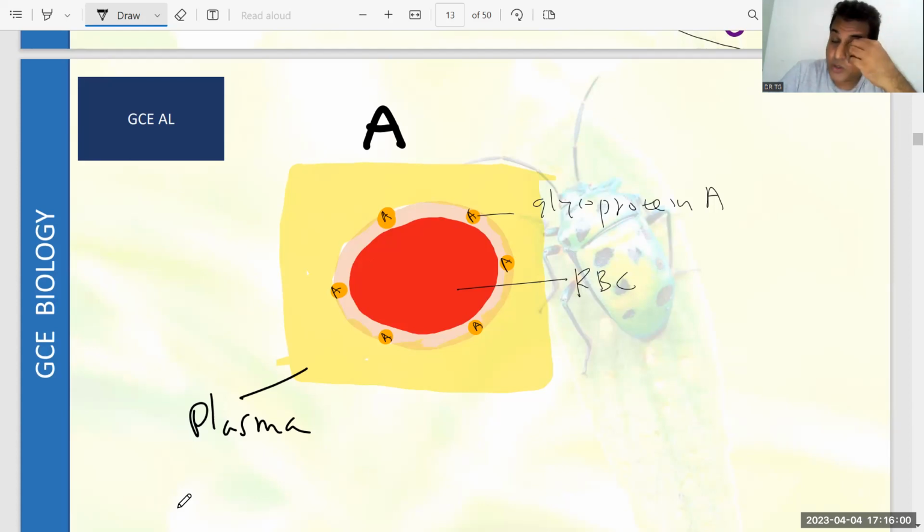If we are exposed to dengue fever, dengue virus, antibodies are formed against the dengue virus, and antibodies stay in the body. If we are exposed to COVID-19, antibodies are formed, and antibodies stay in the body. So if we are exposed to many different antigens, antibodies stay in the body. Some antibodies stay longer, some antibodies stay shorter.